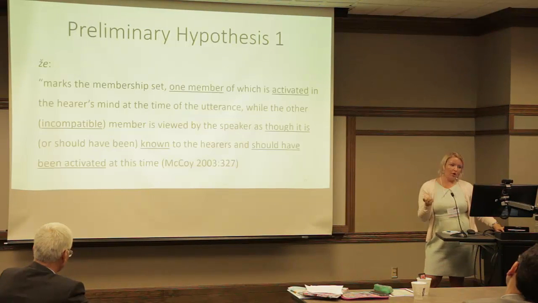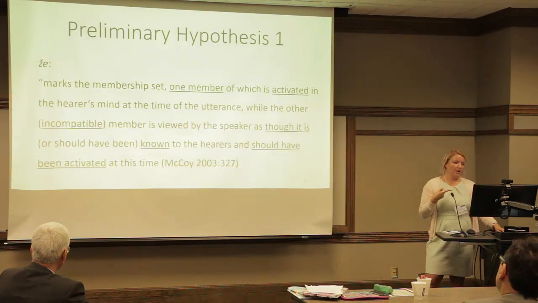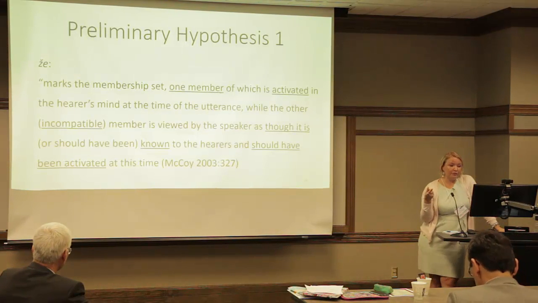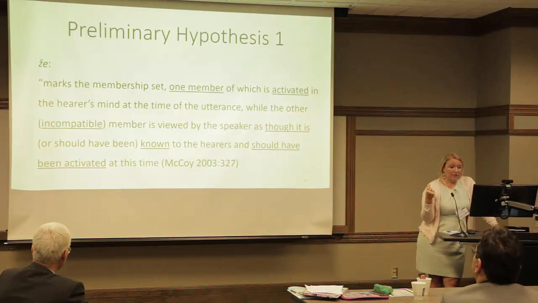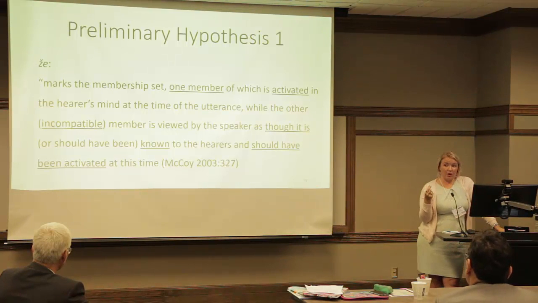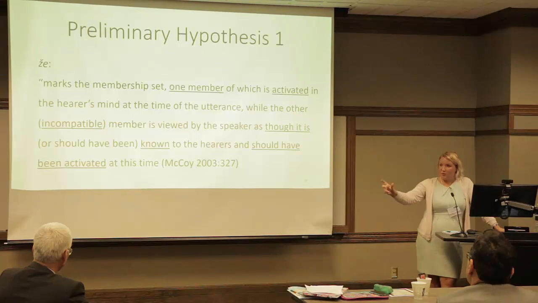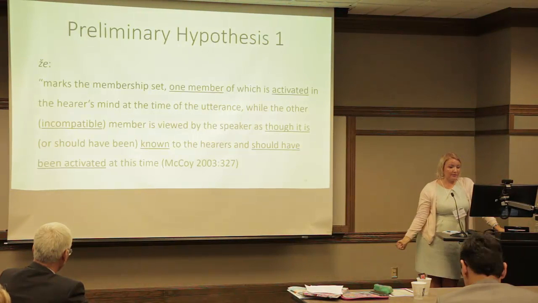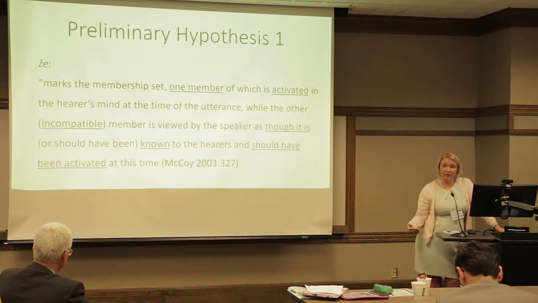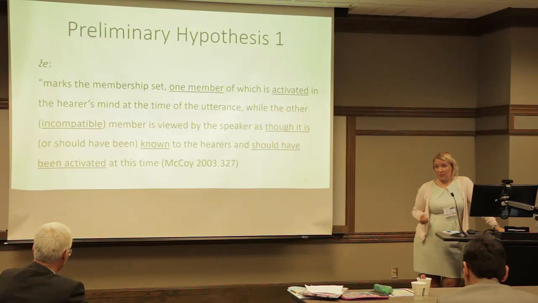Based on this, what McCoy proposes for že is that že marks the membership set, one member of which is activated in a hearer's mind at the time of the utterance, while the other incompatible member, so this is where we have the contrastiveness bit as well, is viewed by the speaker as though it is or should have been known to the hearers and should have been activated at that time.